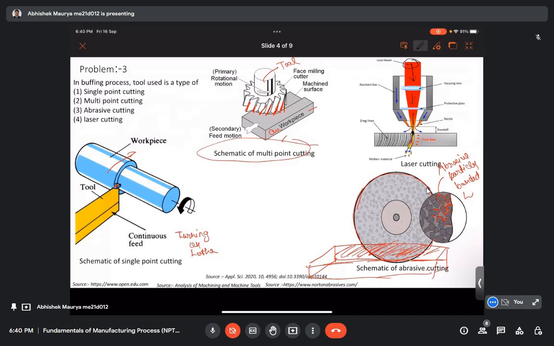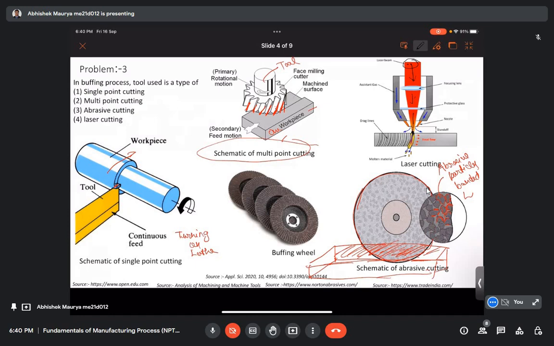Now we will see what buffing is. This is a kind of buffing wheel. You can see there are small grit particles, and they are stuck on the wheel.